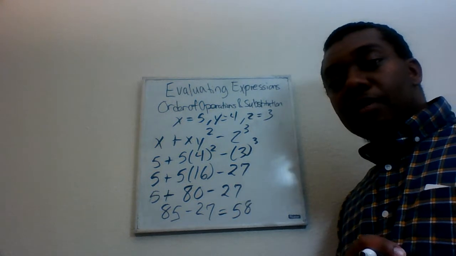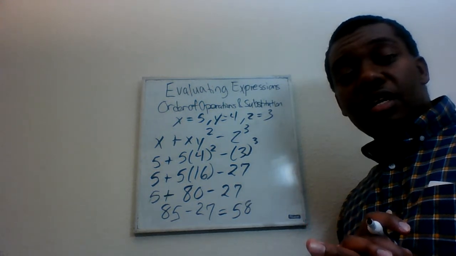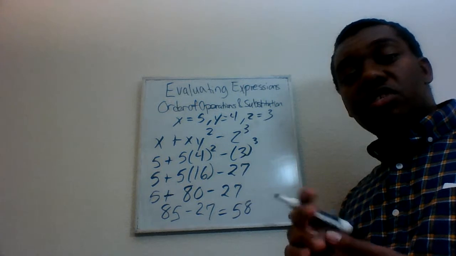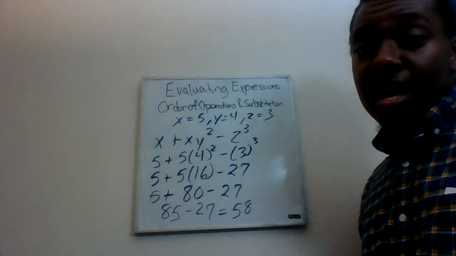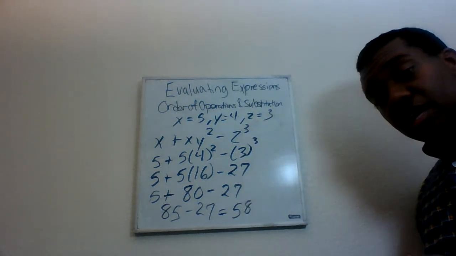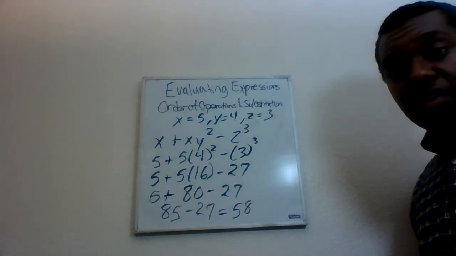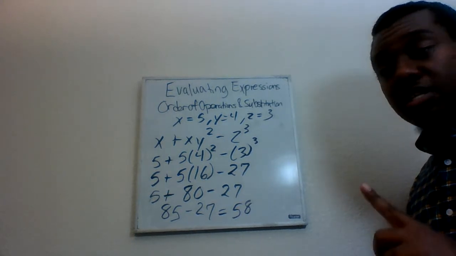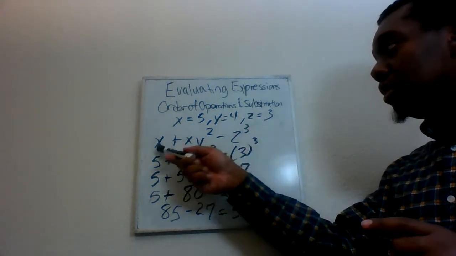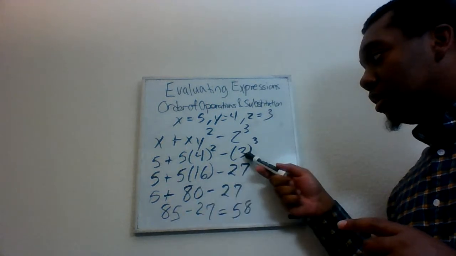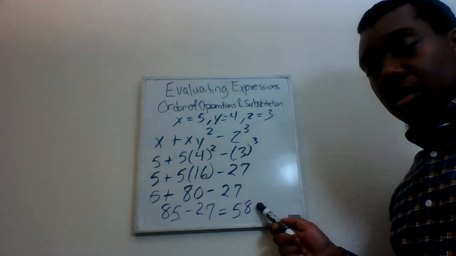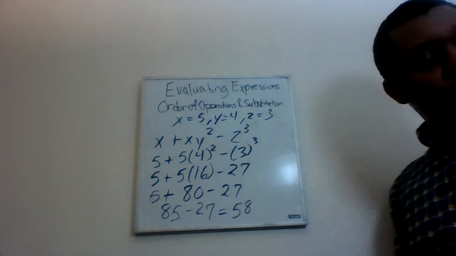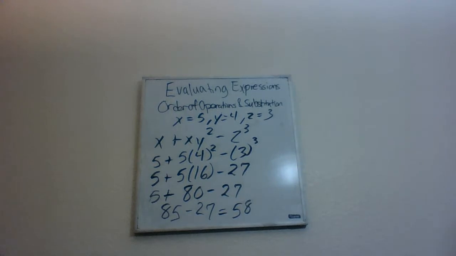58. And you have just evaluated that expression. When x is 5, y is 4, and z is 3, x plus xy squared minus z to the third power is 58. Okay? So we just evaluated an expression. Again, remembering the first step was substitution. And then after that, it's order of operations. And you get your result. Okay? Let's look at one more, and we will call it done.